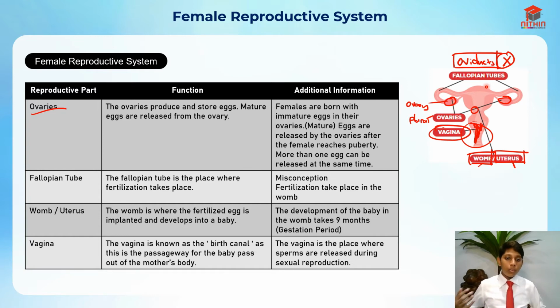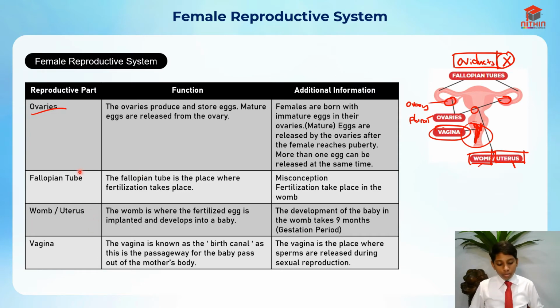When the female reaches puberty, every month either side of the ovary will produce one egg, and sometimes two eggs will be released in the same month. This only happens after the female reaches puberty, and more than one egg can be released at a time. But most of the time it's only one egg per month. Sometimes both sides can release one egg, so there is more than one egg released. So this is for the ovaries. I hope you understand that.